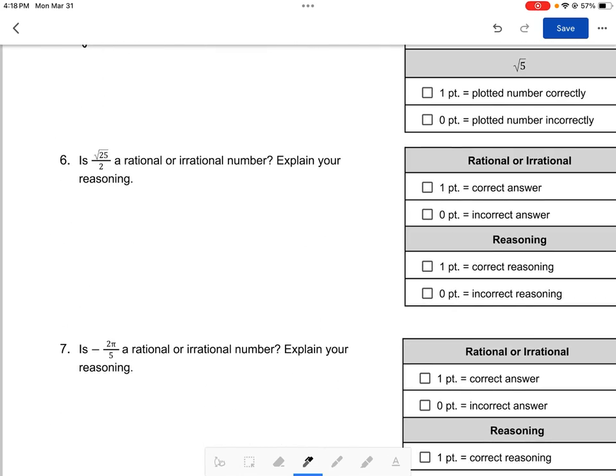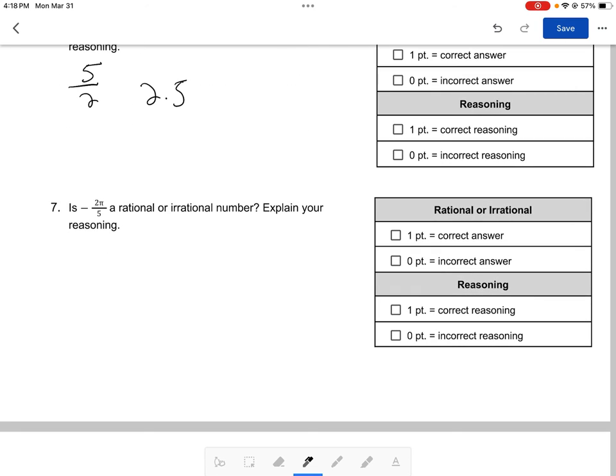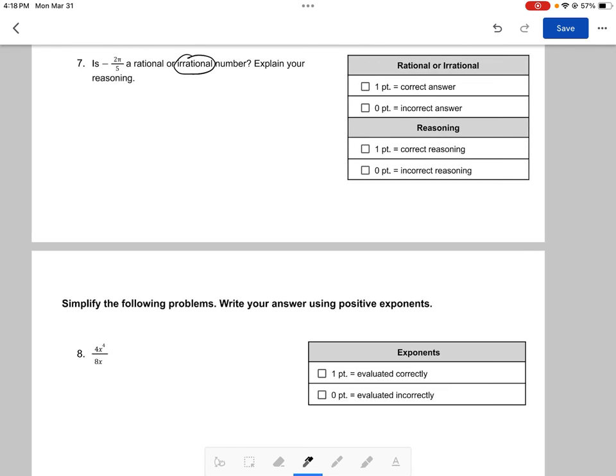Is the square root of 25 over 2 a rational or irrational number? Explain your reasoning. The square root of 25 is 5 over 2. And I know that 5 divided by 2 is 2.5. So this is going to be a rational number. Negative 2 pi over 5. Well, I see I've got the pi in here. Anything with pi we know is going to be irrational.